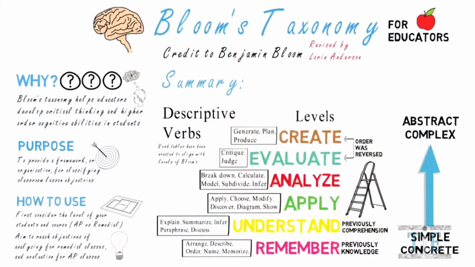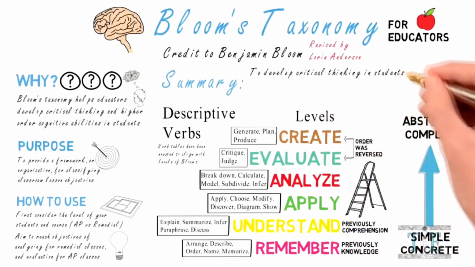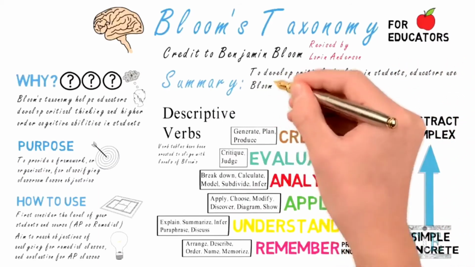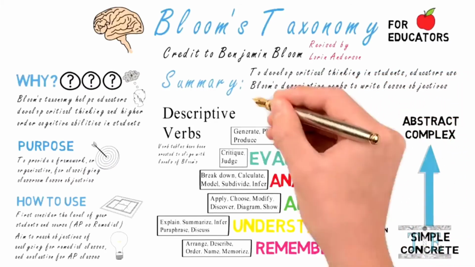Now, to summarize what we have learned thus far. To develop critical thinking in students, educators use Bloom's descriptive verbs to write lesson objectives, which are aligned to different levels of Bloom's taxonomy.